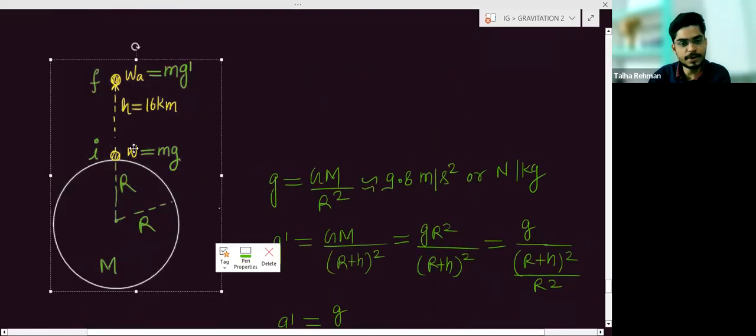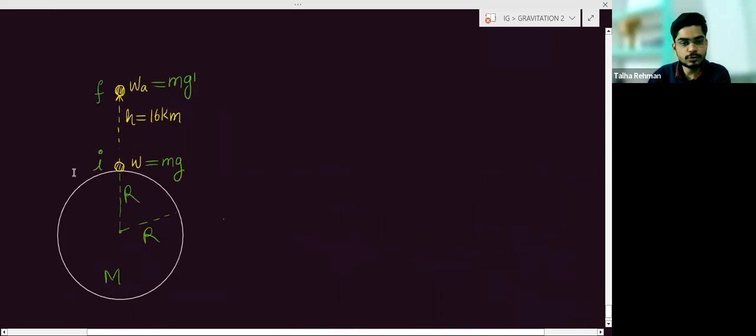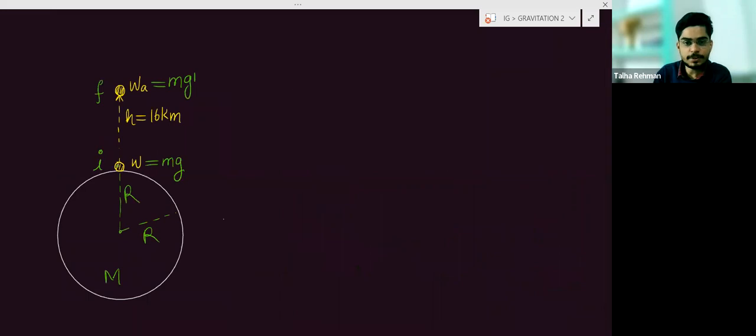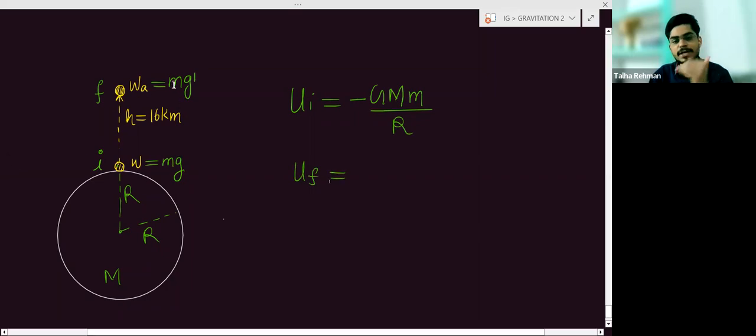So copying this figure here. Initially the body is here. So the initial potential energy will be minus G into mass of the earth, M, multiplied by the mass of the body, m, divided by radius r. This is the initial potential energy. Finally the body is here at a distance of r plus h.